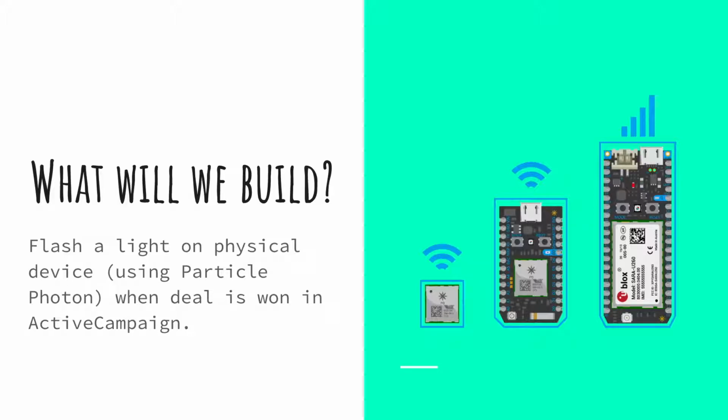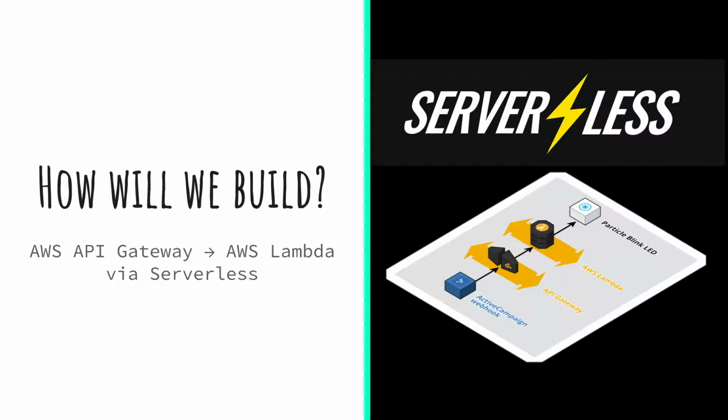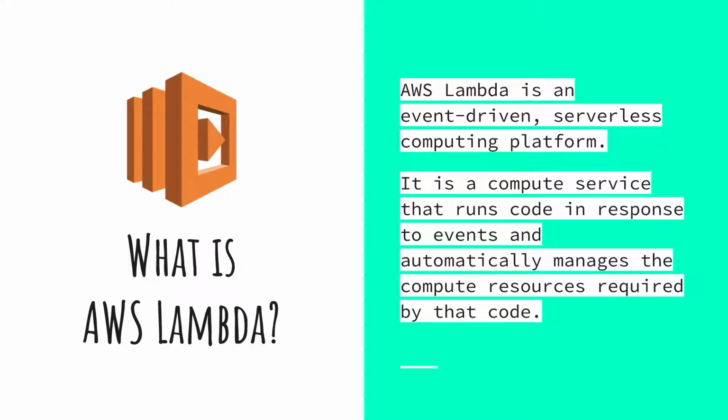We're gonna flash a light on a physical device using Particle Photon when a deal is won in ActiveCampaign. And we're gonna build this by using serverless to send data through AWS Lambda, and serverless is gonna act like the glue to let us get this all built in under 40 minutes. We have a lot to cover, so I'm gonna try and move pretty quickly here.